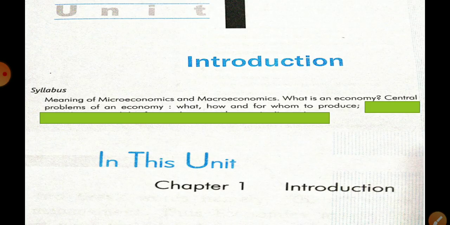Now this is the first unit of your book, Introductory Macroeconomics. The syllabus of the first unit is the meaning of micro and macroeconomics, what is an economy, and the central problem of economy: what, how, and for whom to produce. So this is your first chapter and also your first unit. The first chapter name is Introduction.